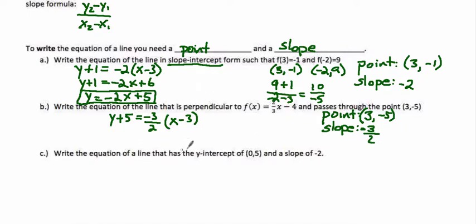Okay, write the equation of a line that has the y-intercept of 0, 5 and a slope of -2. So we already have a point and we have the slope, and we could put it in this form. But since we're told it's a y-intercept, we might as well just put this in slope-intercept form, where the slope goes right here. And then our intercept, well, if you can imagine this, the x is 0, it's at 5, so our intercept is right here. So it's going to look like that, and we get +5.